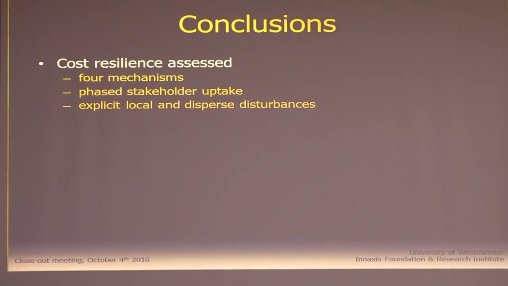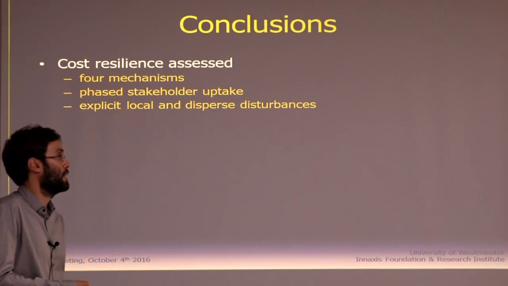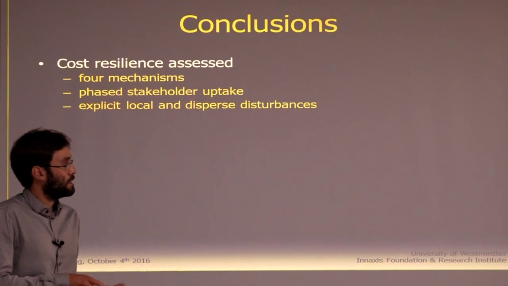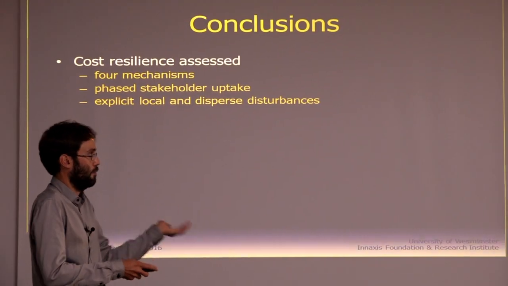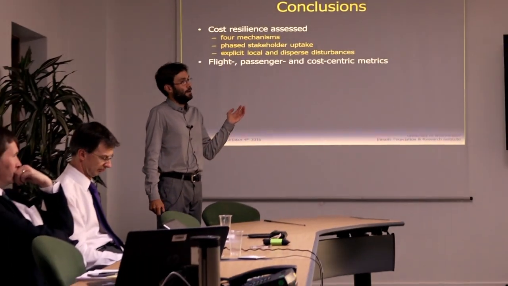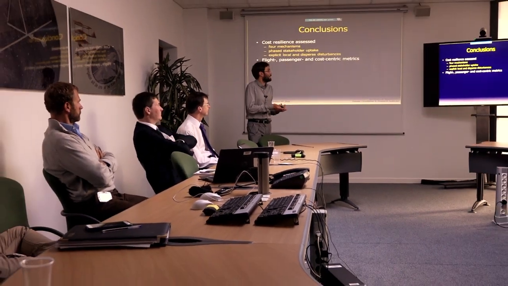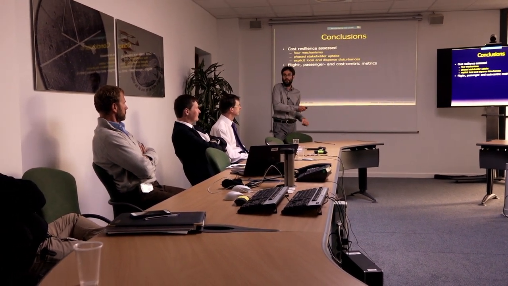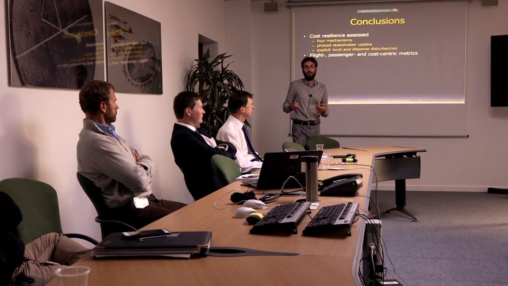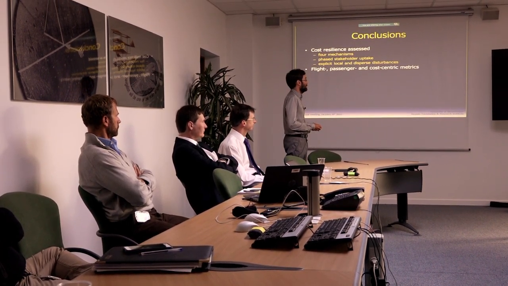Then in terms of the conclusions, we have the cost resilience that has been assessed. We have done that for four mechanisms with five stakeholders and with explicitly modeled local and dispersed disturbances for weather and industrial actions. We have considered flight, passenger, and cost-centric metrics. Once again, it has been proven that we cannot just look at flight metrics. We need to look at least also at passenger ones, because the delay that passengers experience is different from the delay that flights individually do.